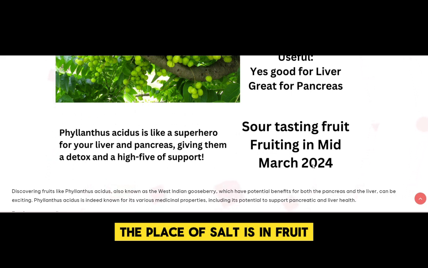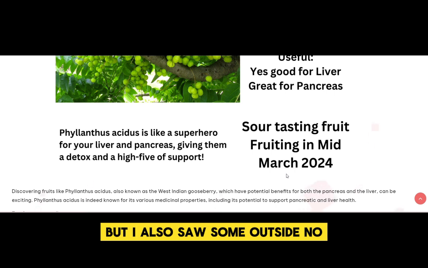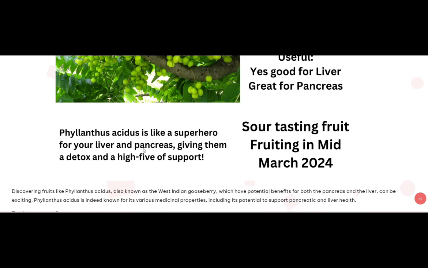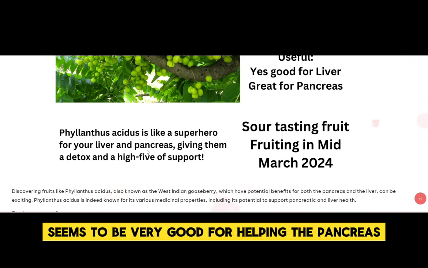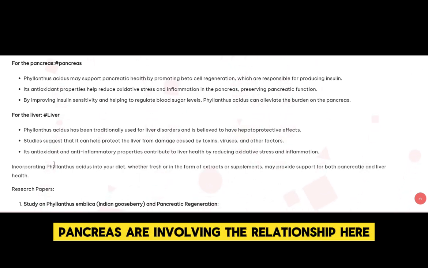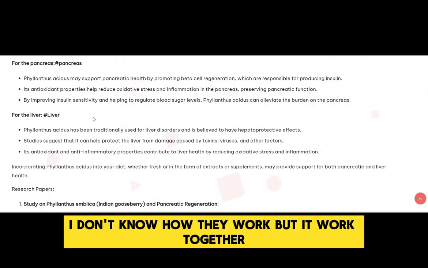A sour tasting fruit, and it's available around mid-March, but I also saw some outside right now in August, so I have to pick some more. But Phyllanthus seems to be very good for helping the pancreas in terms of research. The liver and the pancreas are involved in a relationship, like a CEO and a manufacturing agency. I don't know how they work, but they work together.